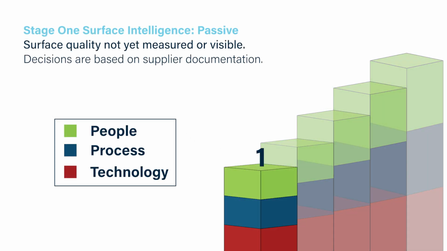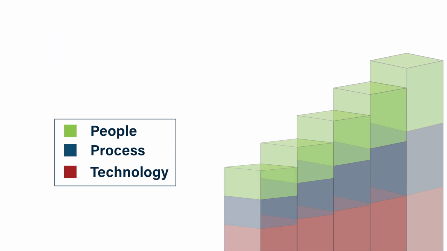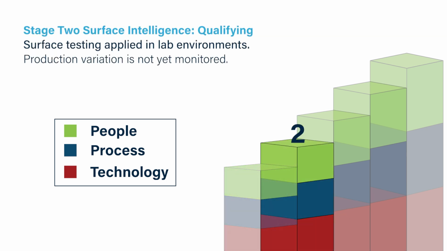Stage 1. There's no internal surface measurement or visibility. Decisions rely on technical data sheets, and surface quality is not part of ongoing operations. Stage 2. Surface testing occurs in lab settings, but not in production. This limits the ability to detect variation caused by environmental or compliance changes.